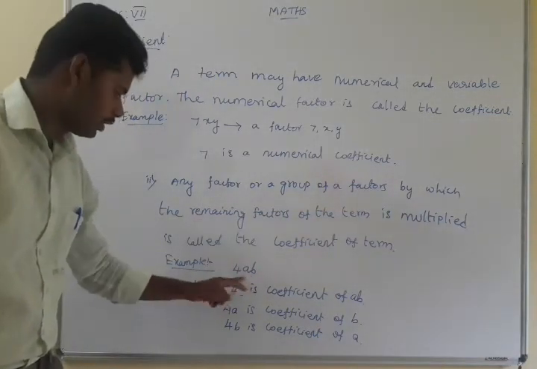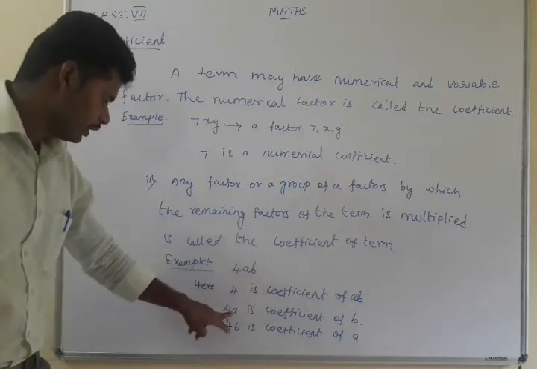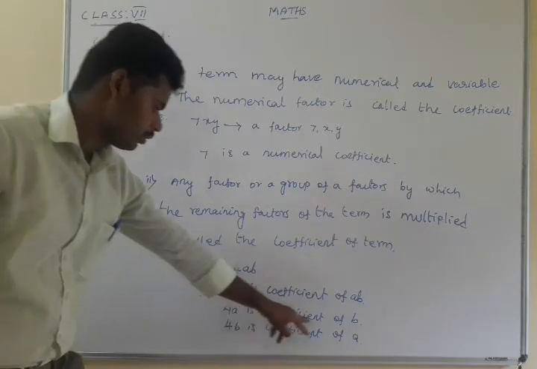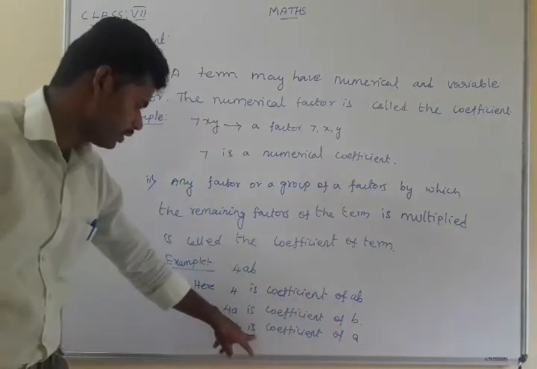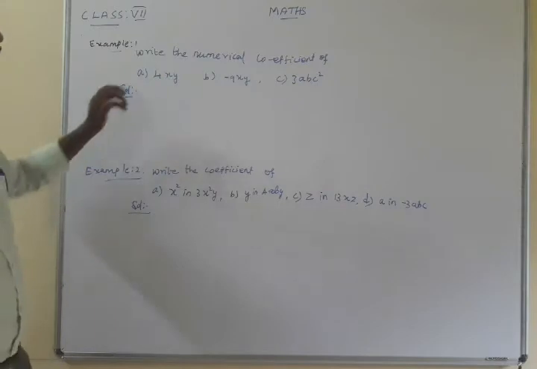So here 4 is the coefficient of the remaining factor ab. Next one, here 4a is the coefficient of b. 4b is the coefficient of a. This is for coefficient.